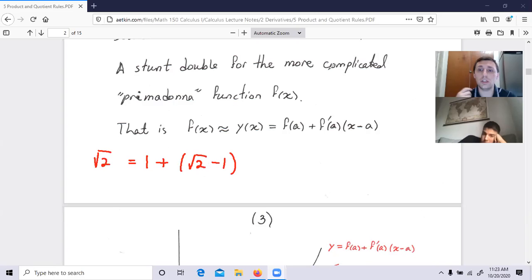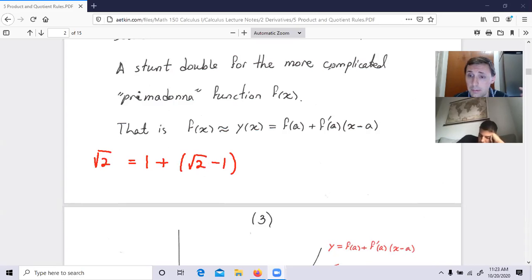So it's called locally linearizable, and that linear approximation that you are seeing is what I call the stand-in, or stand double, because it is a simpler, cheaper version of the function that I can use perhaps for whatever purposes I'd like. It locally looks like a line, but that's not what I would use to approximate roots. So root of 2, for example, is not a meaningful thing to me. It just means a number that when squared gives you 2.